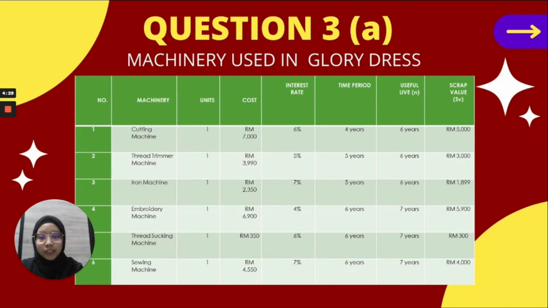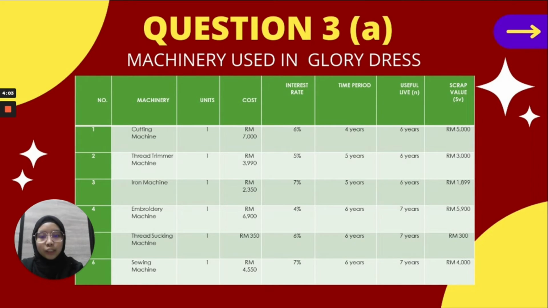The annual percentage rate is the term used to describe the interest rate on a loan. As we can see here, the interest rate for the cutting machine and trade cycle machine is the same, which is 6%. As for the sewing machine and iron machine, the interest rate is 7%, and the interest rate for the trimmer machine is 5%, while the embroidery machine interest rate is 4%.